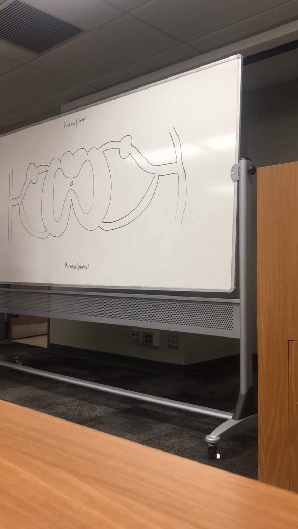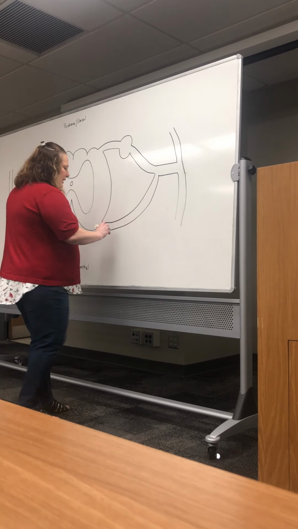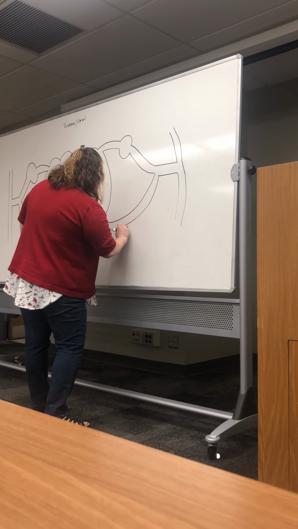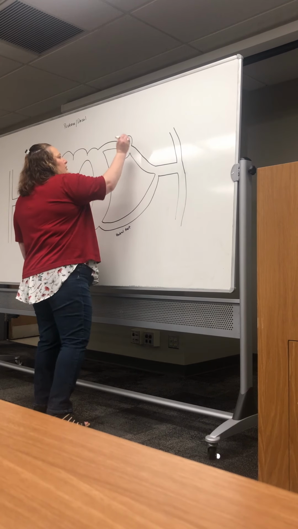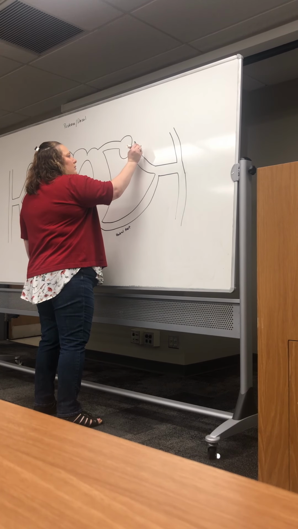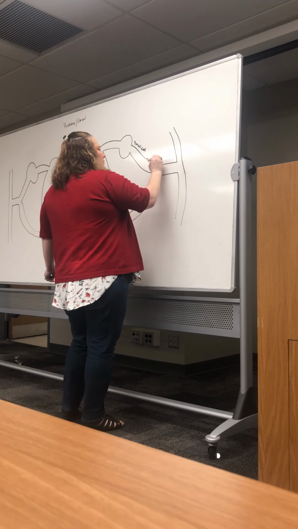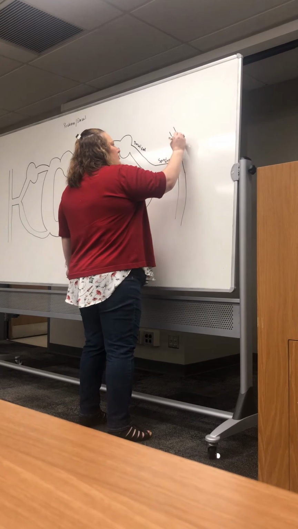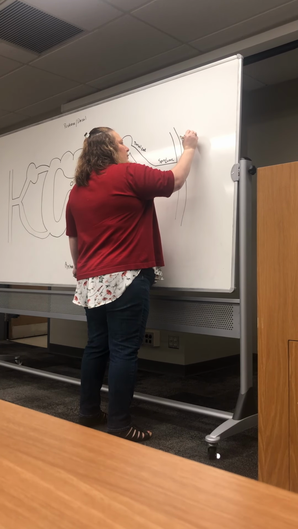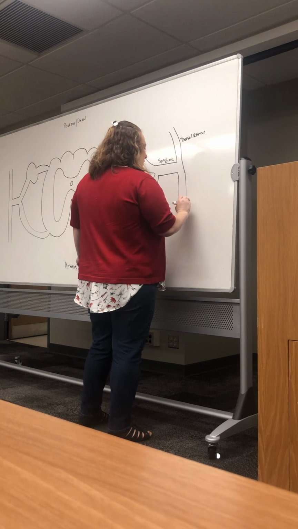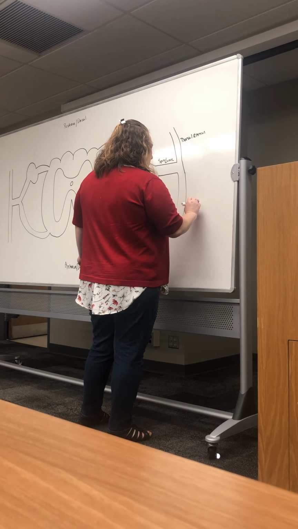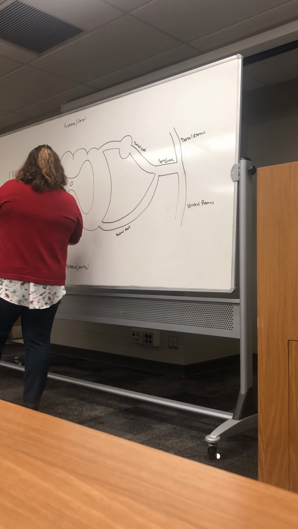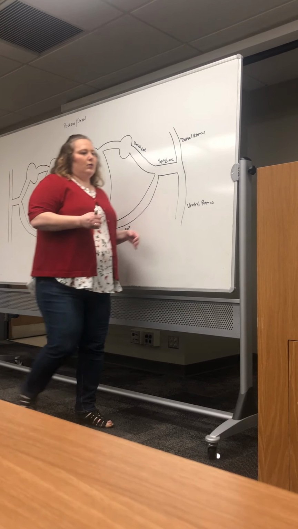We start labeling things. We know that we have on both sides then our ventral root and our dorsal root. We have our spinal nerve. We have our dorsal ramus and our ventral ramus. That's on both sides. And then we have our posterior horns and our anterior horns.